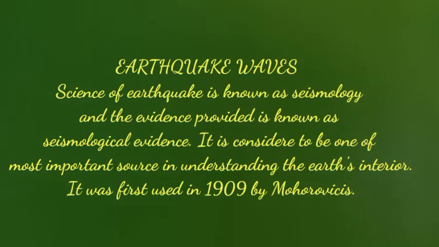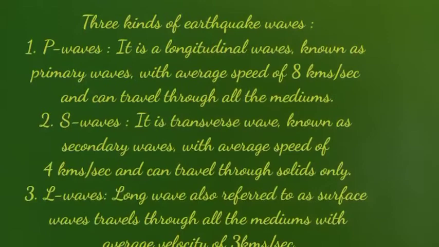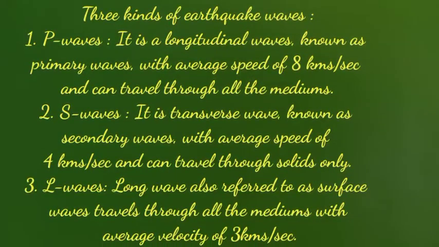So how would we know about this? The earthquake waves are divided into three different kinds: the P waves, S waves, and L waves. And they differ in their characteristics. The P waves are considered to be the primary waves and move in longitudinal waves like that of a sound's propagation. They travel at a speed of 8 kilometers per second and can pass through all three mediums.